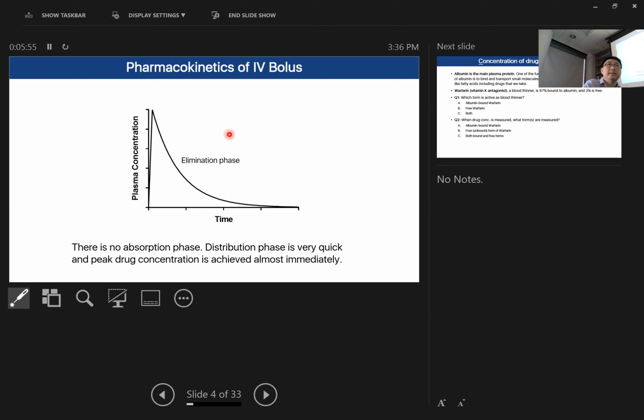That's why in a lot of our studies we want to do the IV bolus injection, because that will eliminate the variation of the oral absorption process, right? So we primarily focus on the elimination phase, basically. Okay.